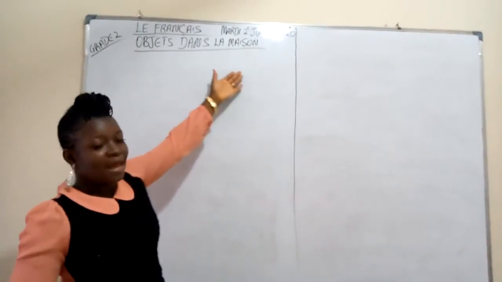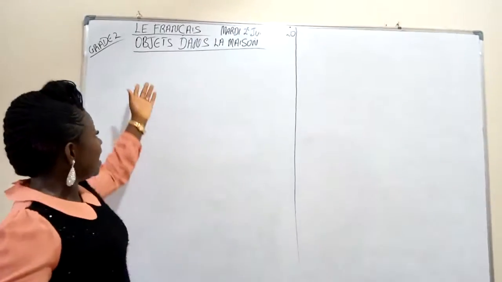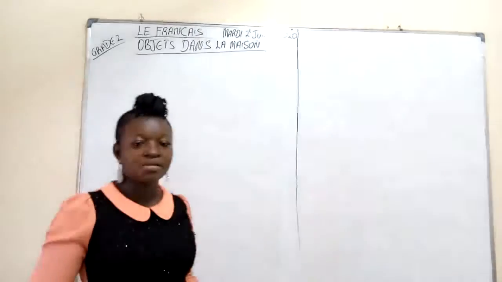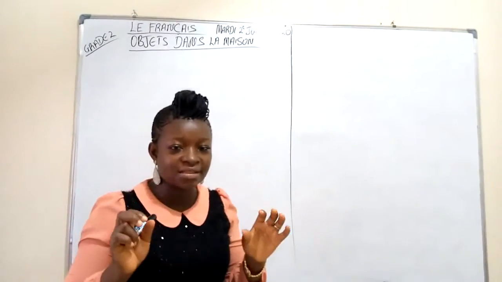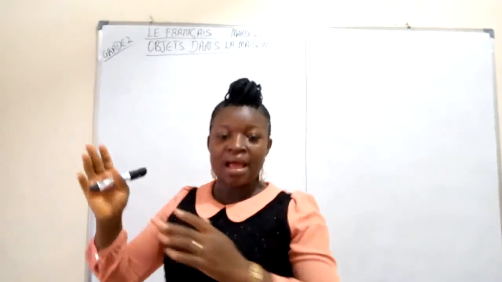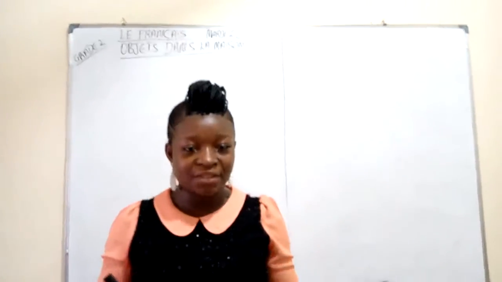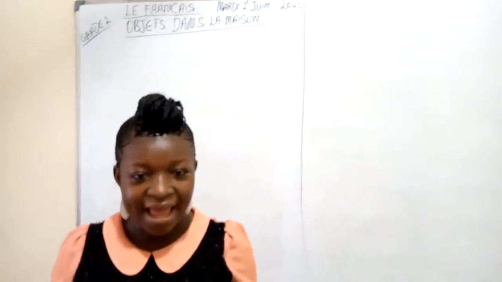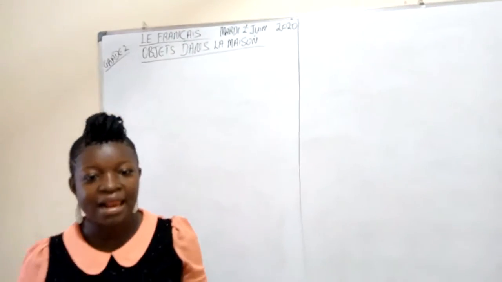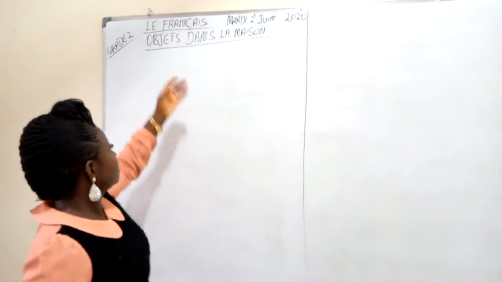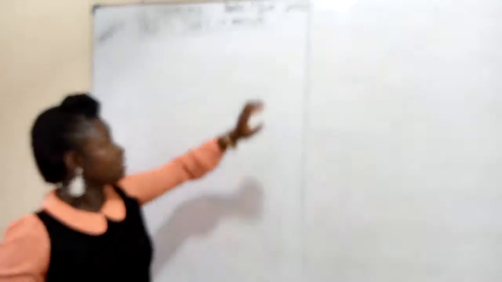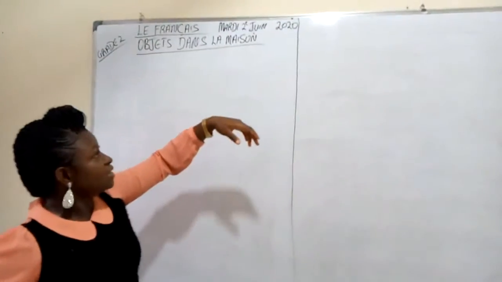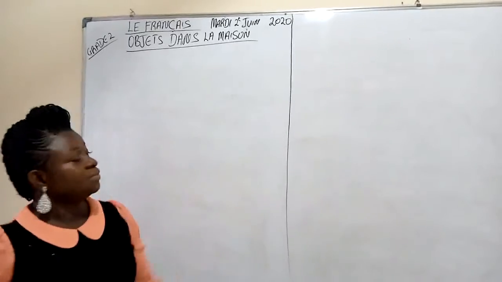On the board we have "objet dans la maison. Objet dans la maison." So right now I'm going to say it. You listen to the way I'm pronouncing these words and pronounce them after me. Objet dans la maison. Now, this S is silent, this S is silent, and so on.